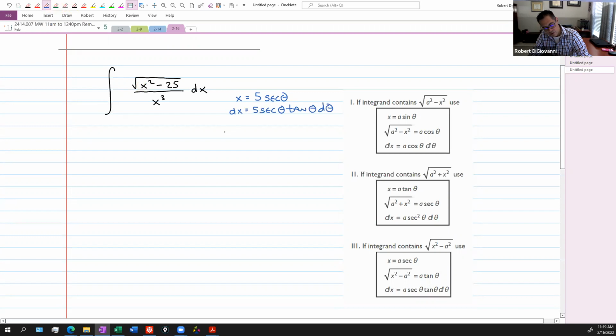And I know that the square root of x squared minus 25 is going to turn into 5 tangent theta, because I've either memorized that or I would work it out and figure that out. I go to rewrite the integral.